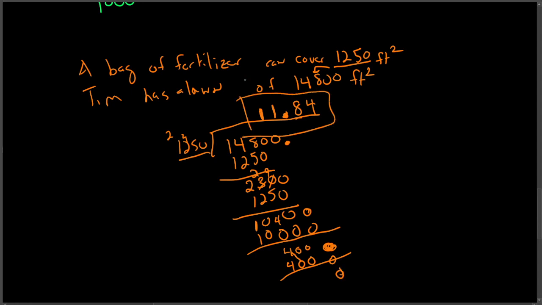So he's going to need 11.84 bags of fertilizer. It's probably best if he buys 12 bags. Right? I've never bought a 0.84 bag of something at the store. And so this is how we divide decimals.